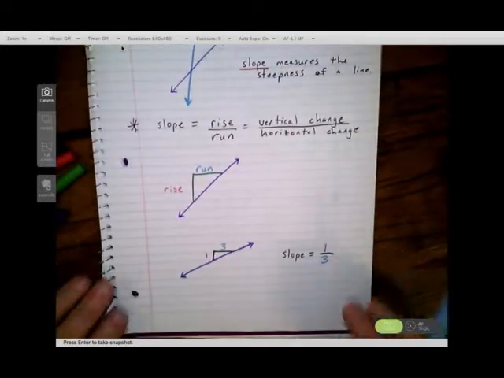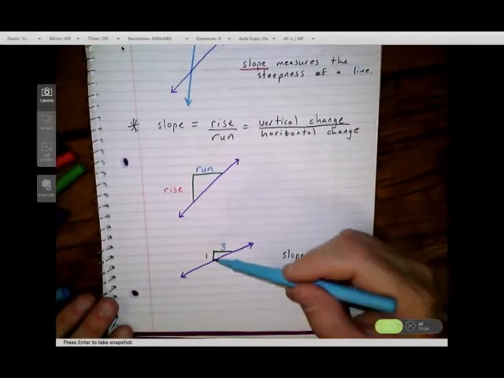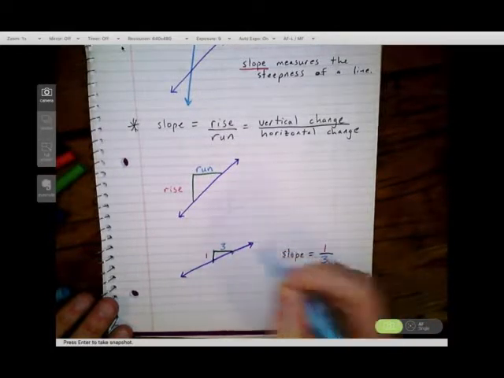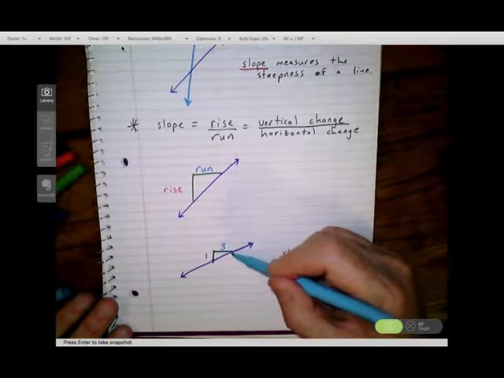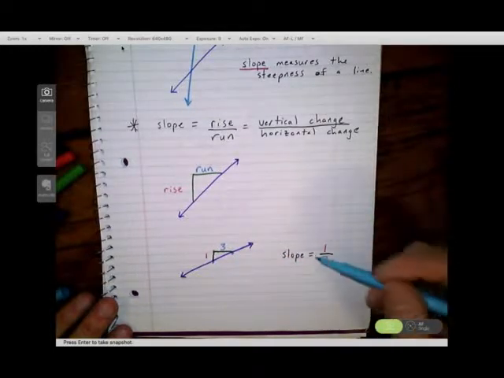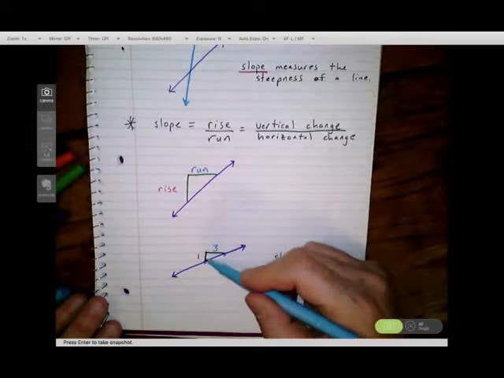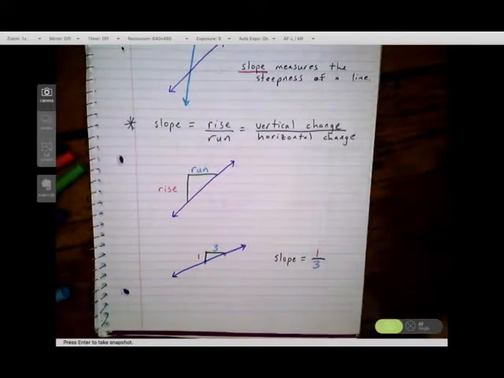So just for an example here, let's say we had a line, and to go from this point to that point, we go up one space and over 3. That means our slope is 1 over 3, or 1/3. So it's the rise, the vertical change over the horizontal change. So rise over run. Okay?